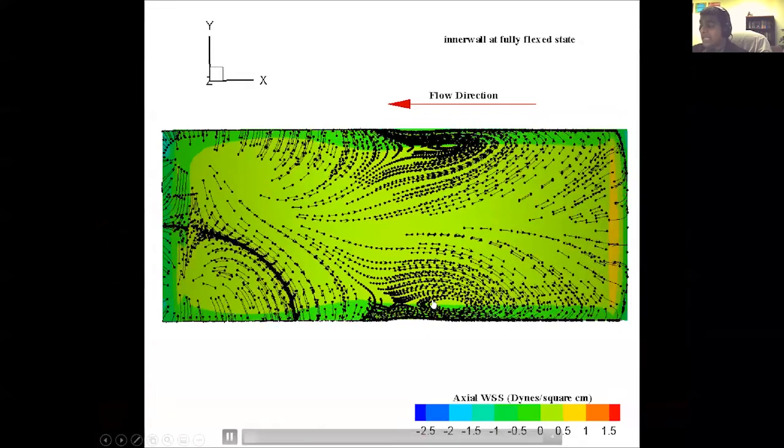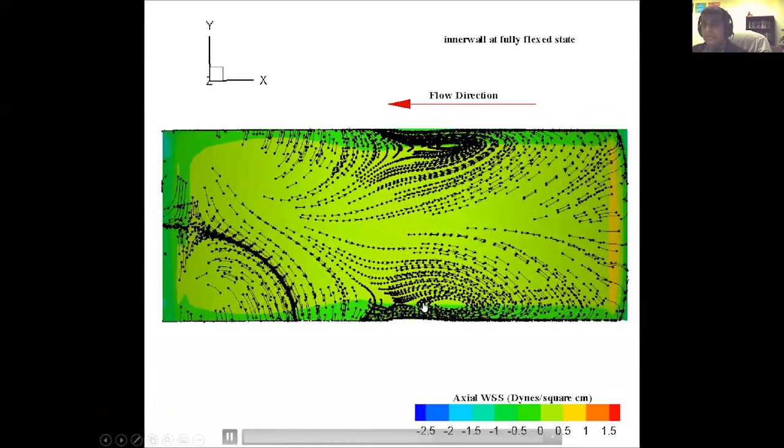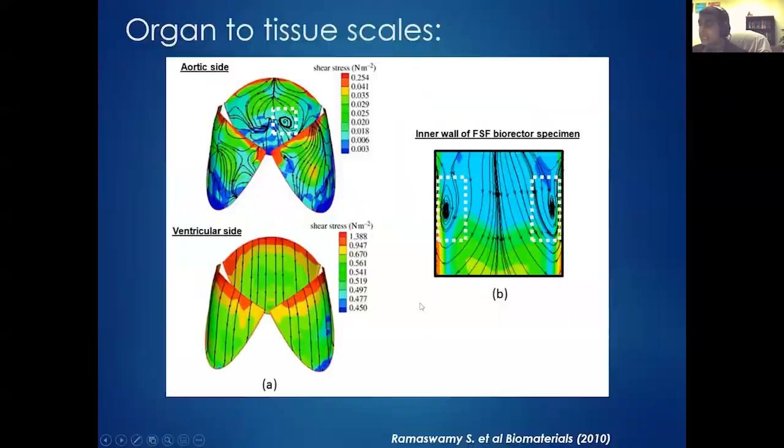And ironically, when we looked into the physiological relevance of this, we found that this was actually already reported to occur on the native heart valves. In this case, this is the aortic heart valve. And you can see that there is on the aortic side, these oscillating flow stresses.